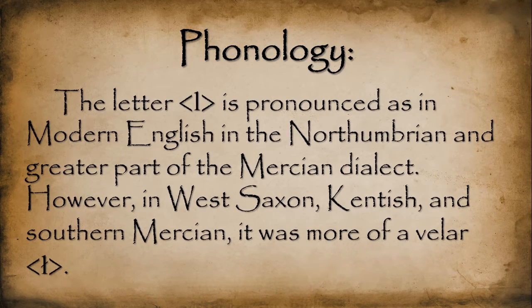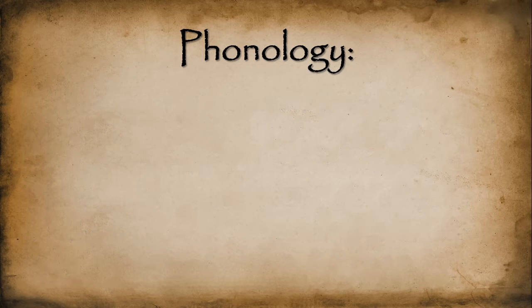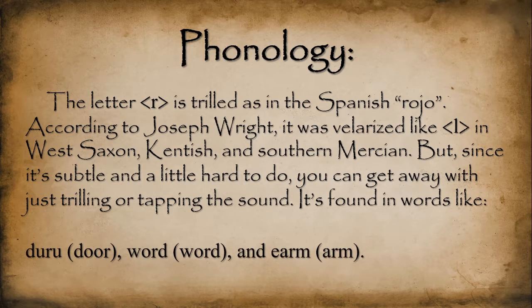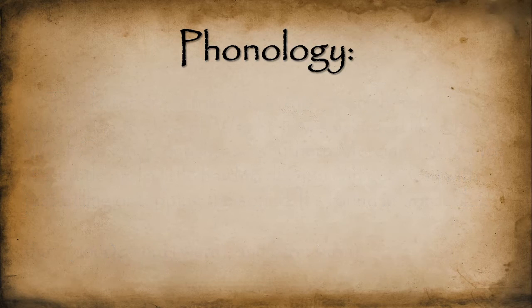The letter L is pronounced as in modern English in the Northumbrian and greater part of the Mercian dialect. However, in West Saxon, Kentish, and Southern Mercian, it was more of a velar la, as in full. The letter R is trilled as in the Spanish rojo. According to Joseph Wright, it was velarized like L in West Saxon, Kentish, and Southern Mercian. But since it's subtle and a little hard to do, you can get away with just trilling or tapping the sound. It's found in words like dor, meaning door, word, meaning word, and arm, meaning arm.